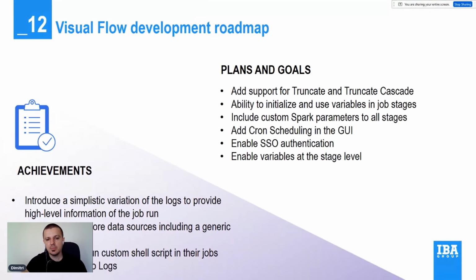What does the Visual Flow development roadmap look like? While we have made Visual Flow available to the public, we acknowledge its shortcomings, and we want to make it more versatile and user-friendly. Already, the following changes are included in our backlog: to enable cron scheduling in the GUI, to include custom Spark parameters in all stages, not just at the job level, to add support for truncate and truncate cascade in the write stage, to add support for SSO authentication, and to enable variables at the job level. And the list grows almost every day.